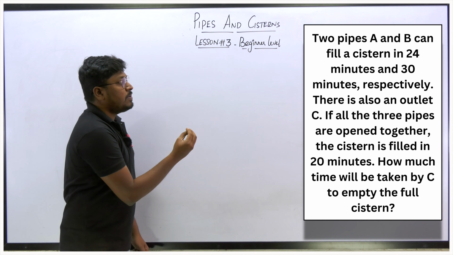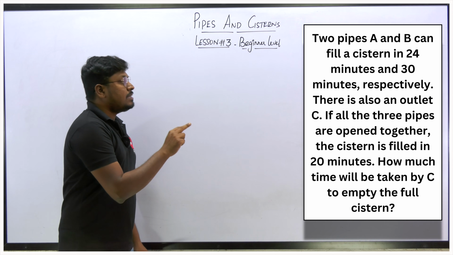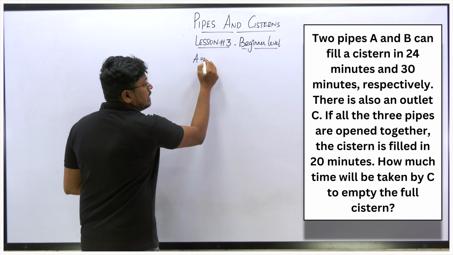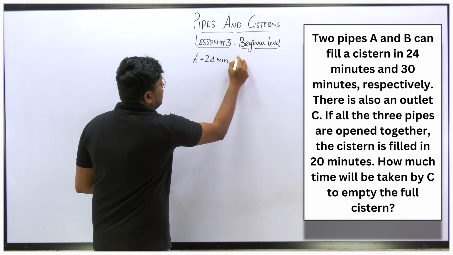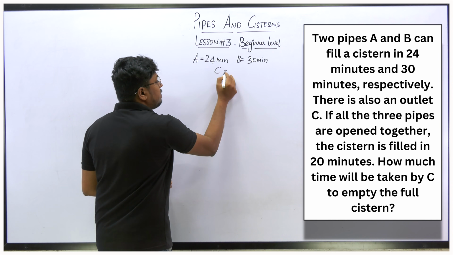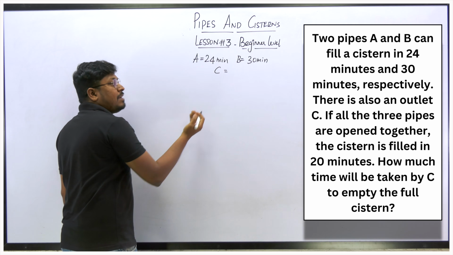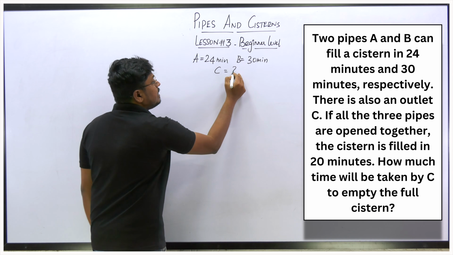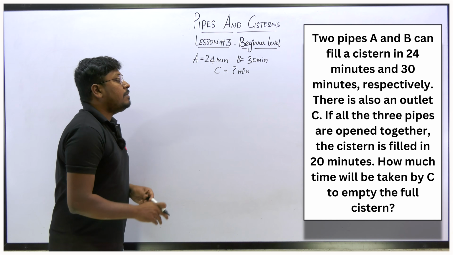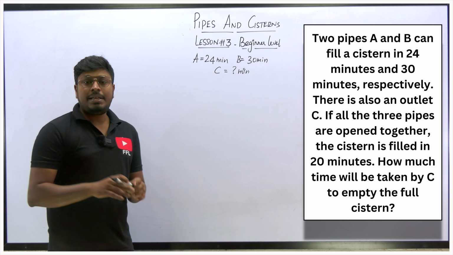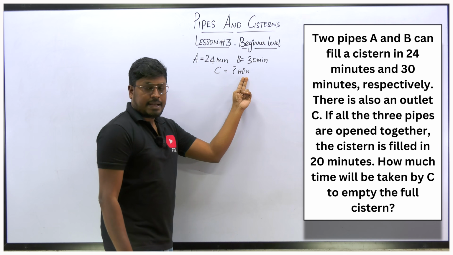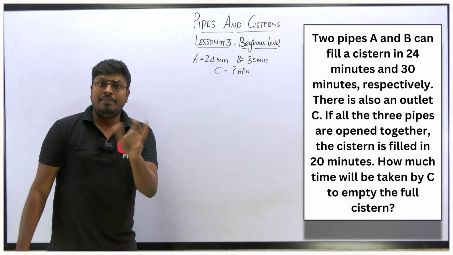Similarly, here you can see there are initially two taps which fill the cistern in 24 minutes and 30 minutes respectively. So tap A will fill the cistern in 24 minutes and tap B will fill the cistern in 30 minutes, and there is a tap C. How much time it will take to empty the cistern, that is the thing we need to find. Understood or not? The last point you can see, how much time will it be taken by tap C to empty the full cistern. So in order to empty the full cistern, how much time will tap C alone take? That's the value that we need to find here.